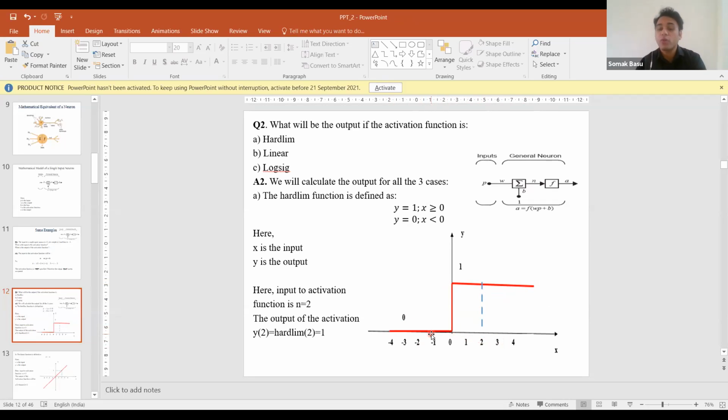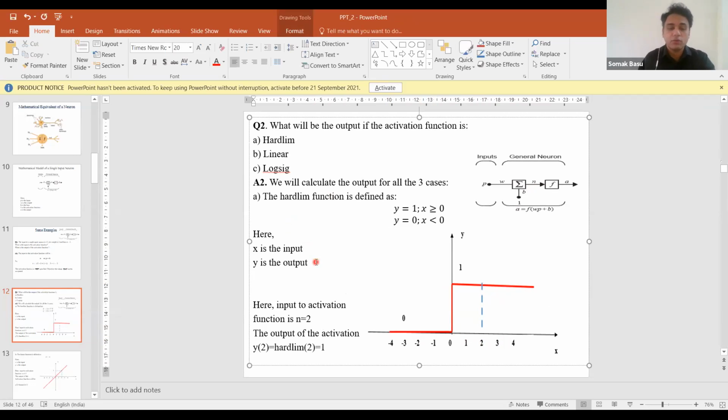So in this case, the value of n is 2. Let me write it down for you so that it's easier for you to follow. In this case, n is equal to 2. Since the value of n is equal to 2, what will be the output of the hard limiting function? See over here, the output will be 1. So the output of this neuron would be 1. What if the value of n had been minus 3? Then in this case, it would have been 0.